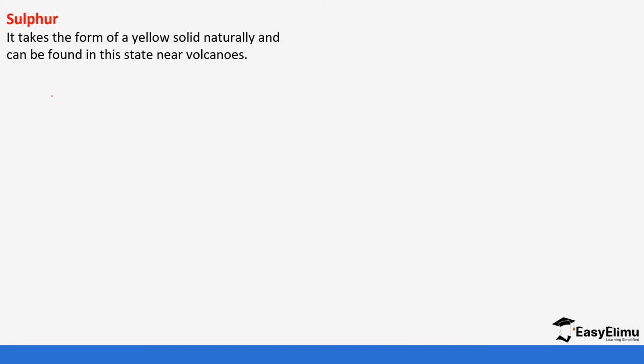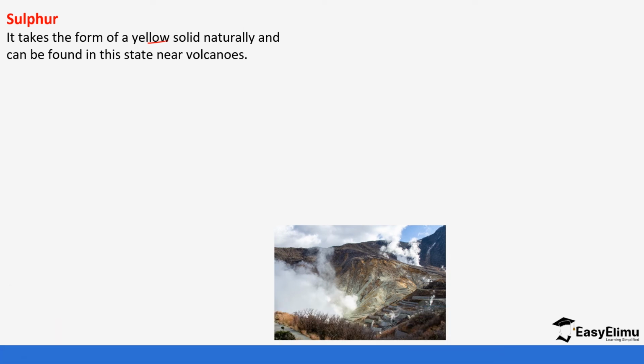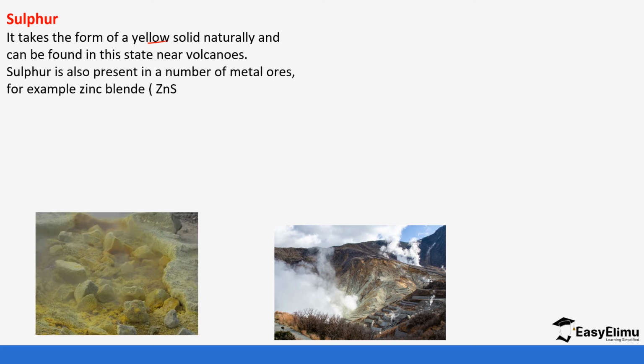So sulfur usually takes the form of a yellow solid and it can naturally be found near volcanoes. So it's mostly near the volcanoes, like some that are active, others that are not. And it's yellow in color as you can see from the image. It's also present in a number of metal ores such as zinc blende. Actually, zinc blende is one of the major ores of sulfur and its chemical symbol is S. So you're going to see us writing S, especially when we're writing the equations.